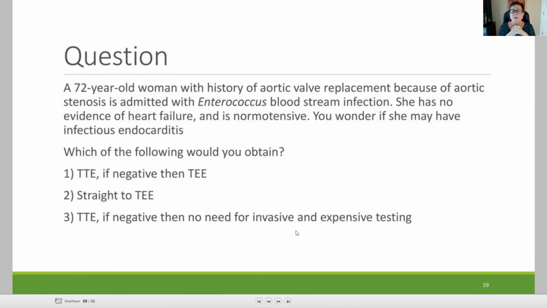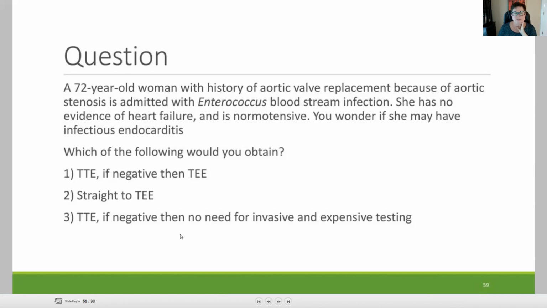So a 72-year-old woman with a history of aortic valve replacement because of aortic stenosis is admitted with enterococcal bloodstream infection. She has no evidence of heart failure. She's normotensive. You wonder if she may have infective endocarditis. Which of the following should be done to see if she does? A transthoracic echo, and if it were negative, then forward on to a transesophageal echo. Go straight to transesophageal echo. Or a transesophageal echo, and if negative, then there's no need for expensive and invasive testing.